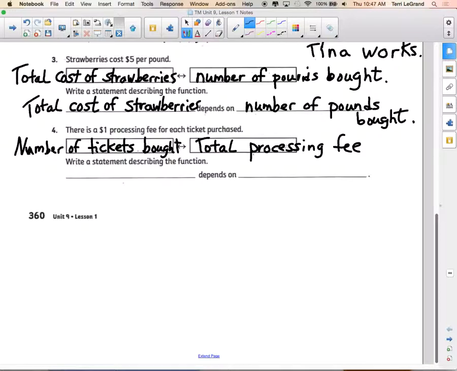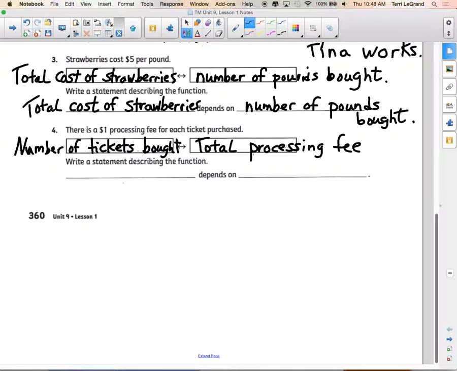And what's the result of that? If we did buy 6 tickets, how much would the processing fee be? This is not a trick question. $6, $1 a ticket, right? So what's dependent upon what? The number of tickets bought depends on the total processing fee. So again, listen carefully. Total number of tickets bought depends on the processing fee.